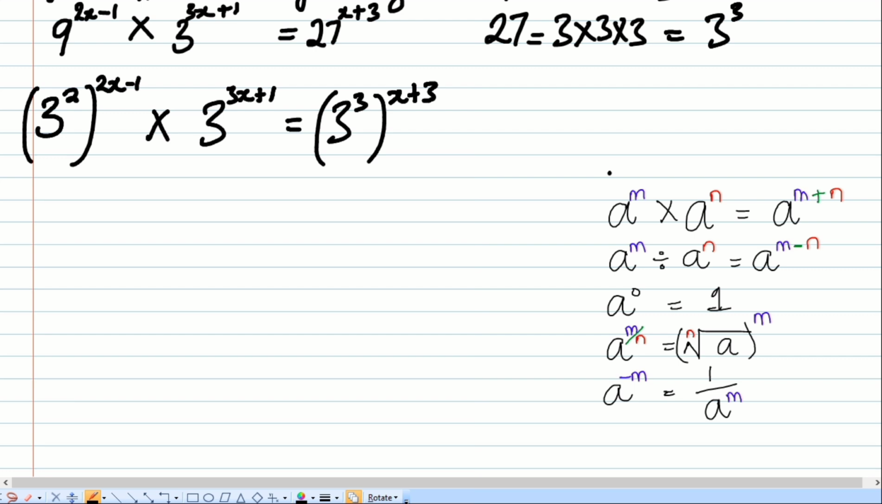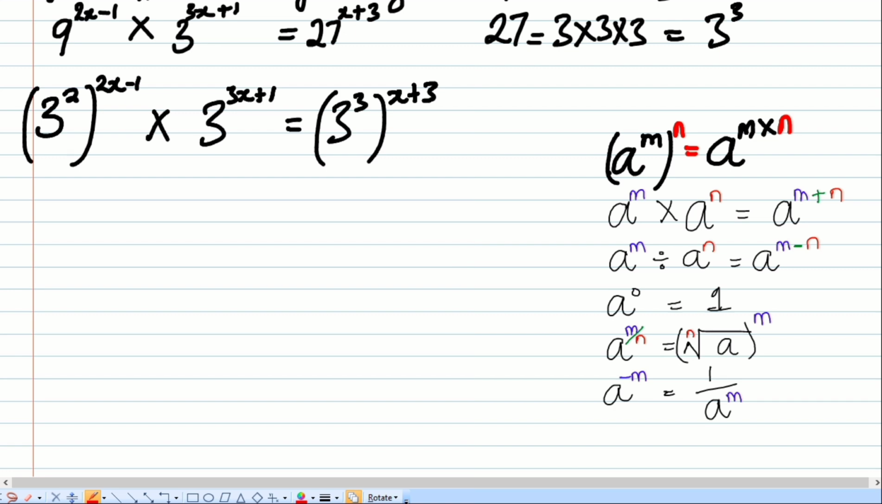Now I think there's another law I did not put, because I'm seeing another law here. That law is what we call the power law. If you have a raised to the power m, raised to the power another value n, for instance, this is called the power law. It's going to be a raised to the power m times n. So you're going to multiply the powers. So that one is called the power law. Just add it to the laws that you're internalizing.